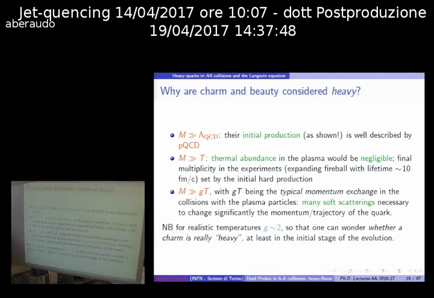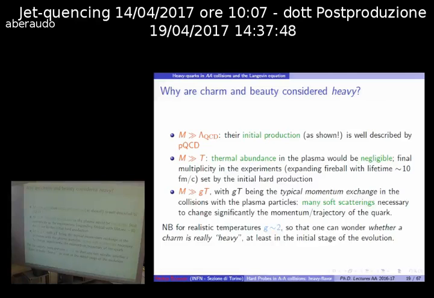And then finally, the mass is also much larger than gT, where gT is the typical momentum exchange in the collision with the plasma particles. And this means that I need many soft scatterings to change significantly the trajectory of a heavy quark. And we will see that we will strongly rely on this assumption to develop some theoretical tool to describe the propagation of the heavy quarks.